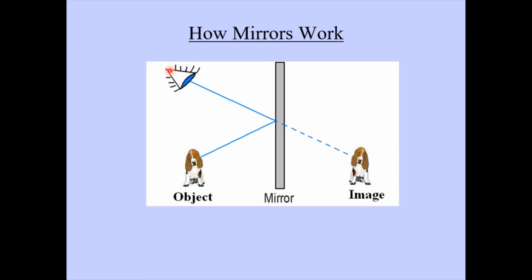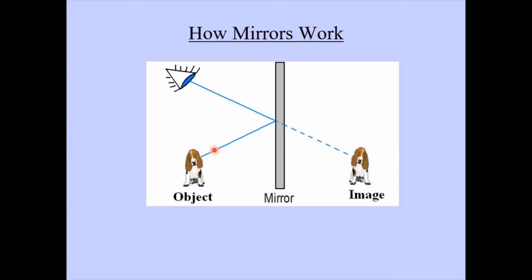Now, the way our brain works is our brain and our eye sees this beam of light, or this ray of light, coming from not here, but we see it as if it were extended in the same direction behind the mirror. So the image of an object in a mirror is behind the mirror the same distance that the object is in front of the mirror.